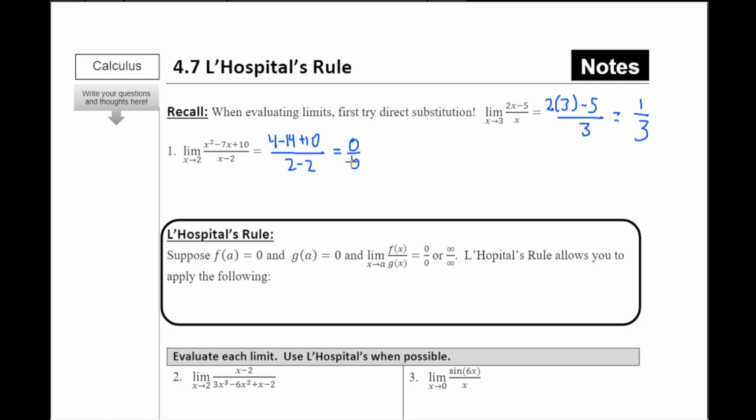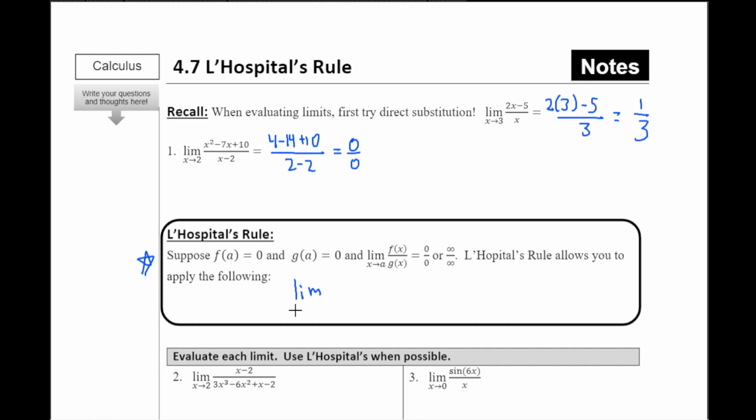And if you remember from Unit 1, what we could do is factor the top and the bottom, and then x minus 2 will cancel out. But there's a way to do this without factoring, and this is called L'Hopital's rule. So suppose f of a is equal to 0 and g of a is equal to 0, and the limit as x approaches a of f of x over g of x is 0 over 0, or infinity over infinity. So pretty much what happened here, right? When we tried direct substitution and we got a 0 over 0, or if we got an infinity over infinity, L'Hopital's rule allows you to apply the following.